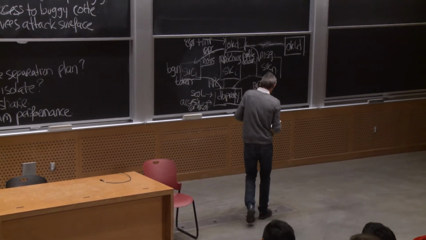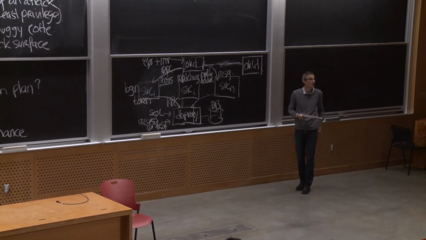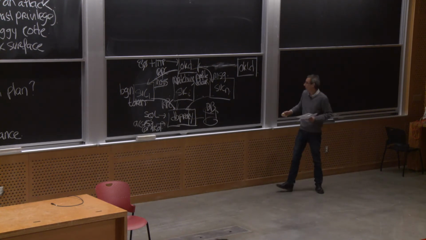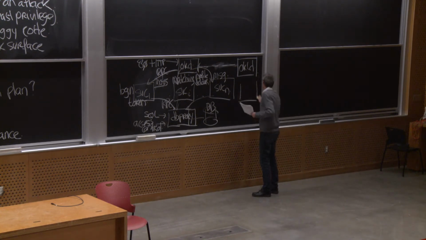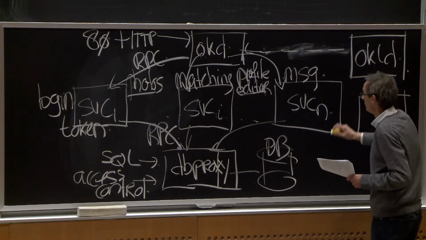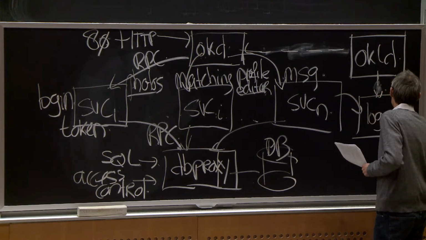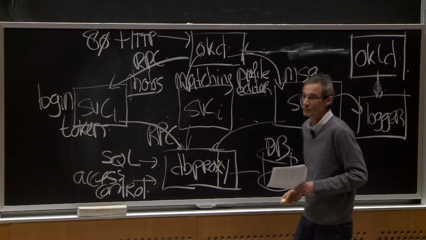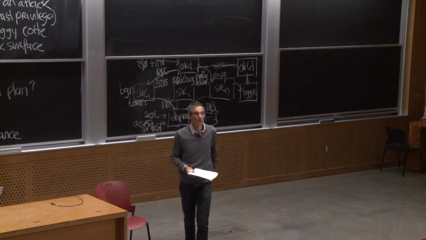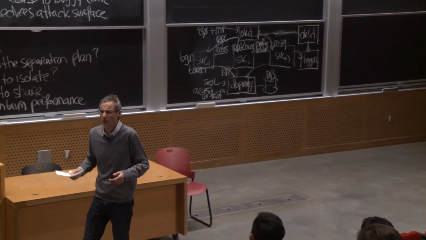Okay, let's make sure that we complete the picture. What other services are there in OKWS? Yeah, there's the logger here. Also launched by OKLD, and the different services can do RPCs to the logger. And why have the logger as a separate, isolated component? And why is it important for security?